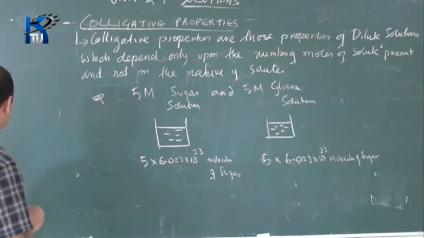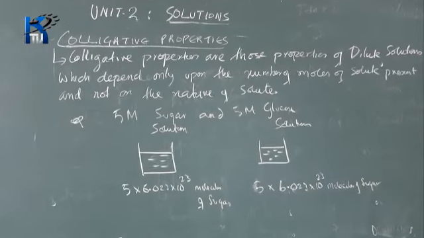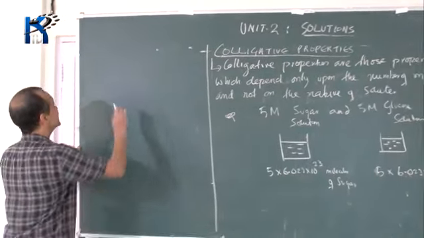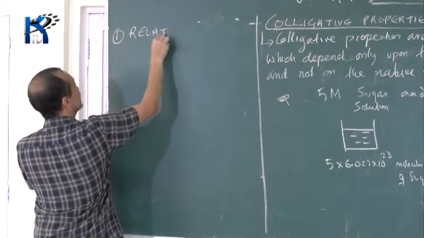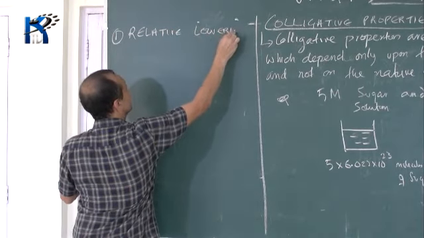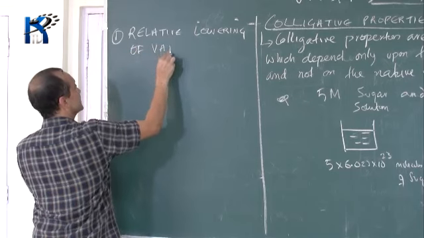So that is the meaning. First of all, we will write down the list of colligative properties which you have to study in this chapter. Number 1 is relative lowering of vapor pressure.